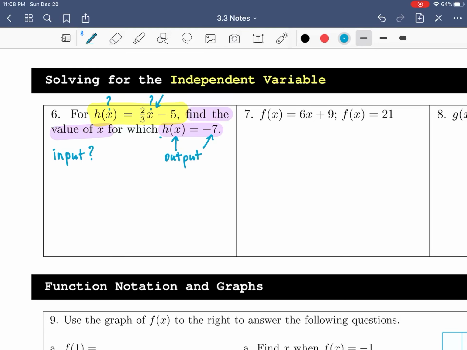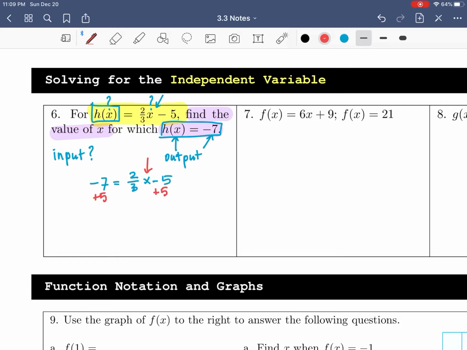And the way we can solve that, since h of x equals negative 7, well, here's h of x right here. Let's just make that negative 7. So I'd have negative 7 equals 2/3 x minus 5. And then I just have to go ahead and solve this. So to solve this, here's the x I'm trying to solve for.